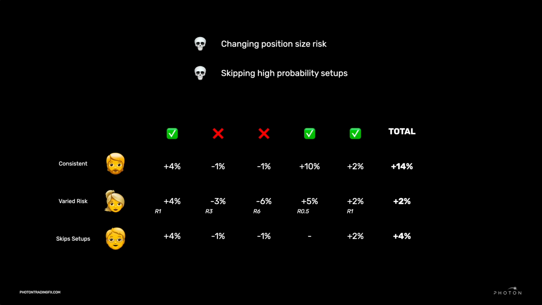So, although all three traders close out the month in the green in this example, destroying your edge by varying your position size risk and skipping high probability trade setups is going to have a massive negative repercussion in the long run. Because that 10 to 12% difference between Sam and the other two traders each month will add up to a ridiculously large amount of profit when it's compounded month on month, year on year. Yet they all have the exact same strategy and the same analytical skill level.